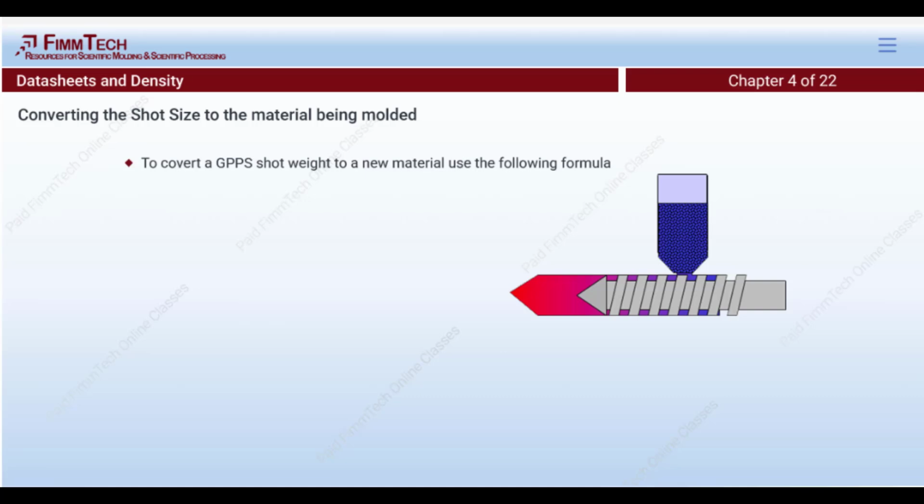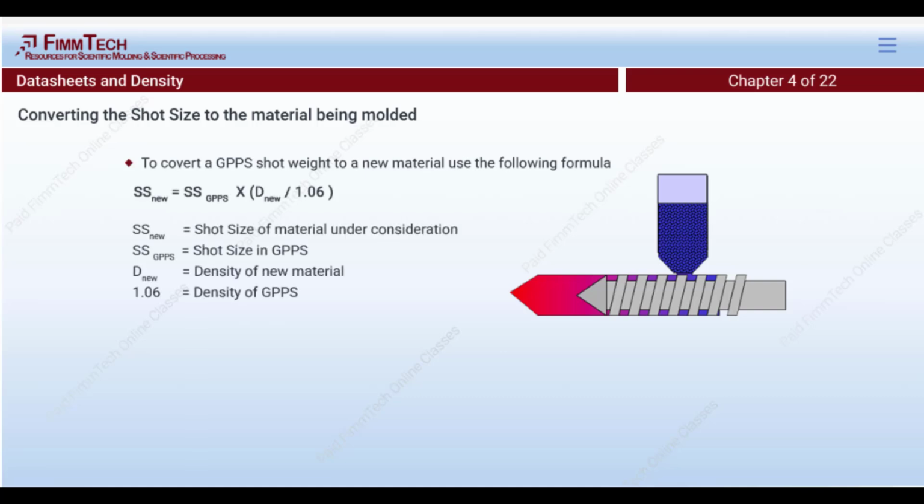So how do you convert a shot size from polystyrene to other materials? The formula is actually very simple. To convert a polystyrene shot weight to a new material, use the following formula. The new shot size is equal to the old shot size, or the shot size in polystyrene, multiplied by the ratio of the new density to the old density, which in this case is 1.06.